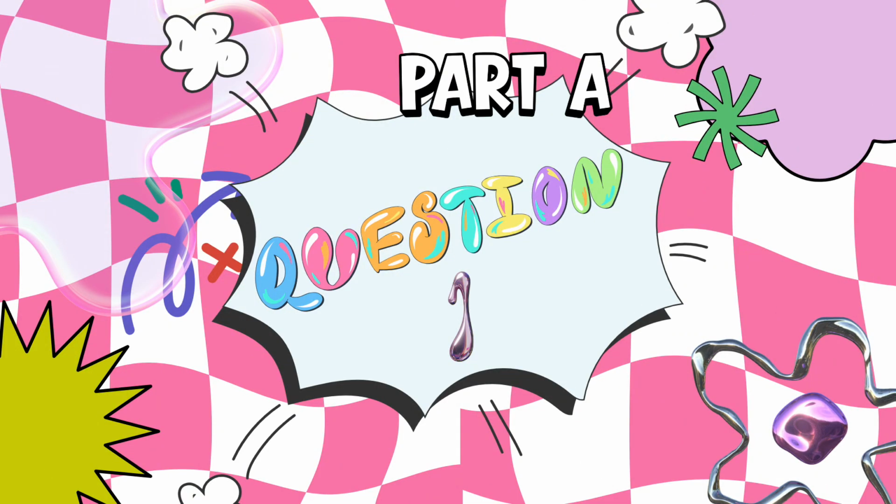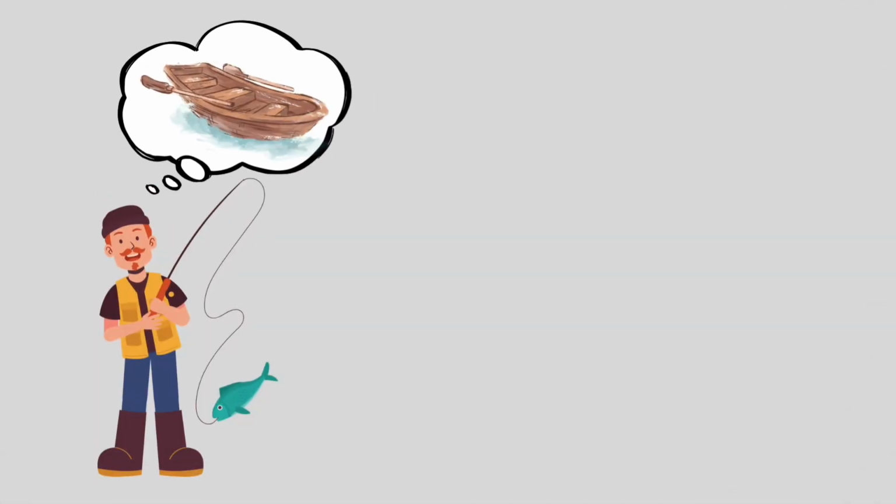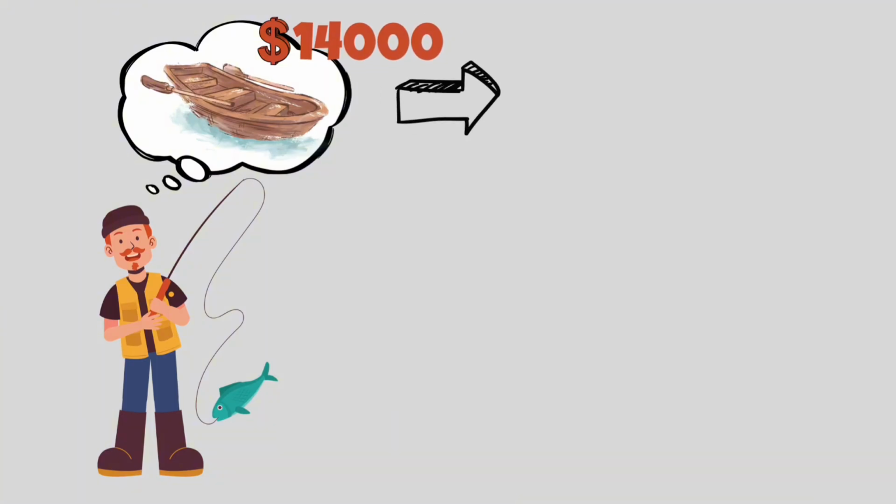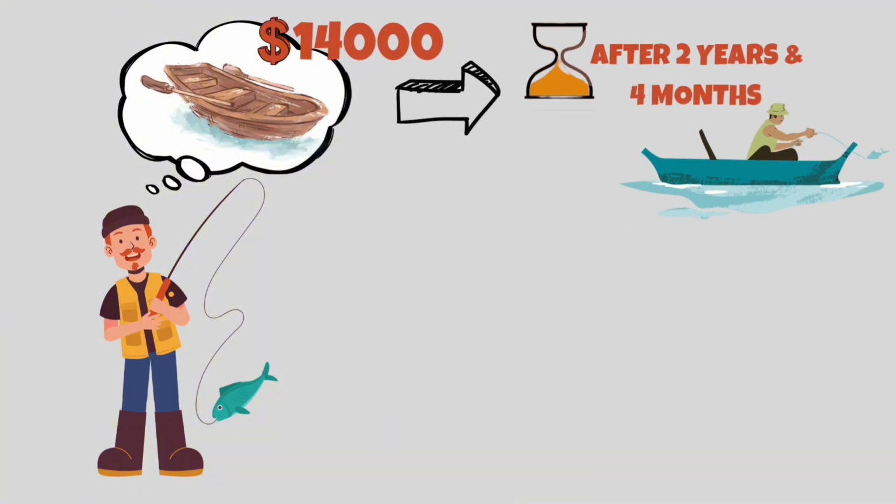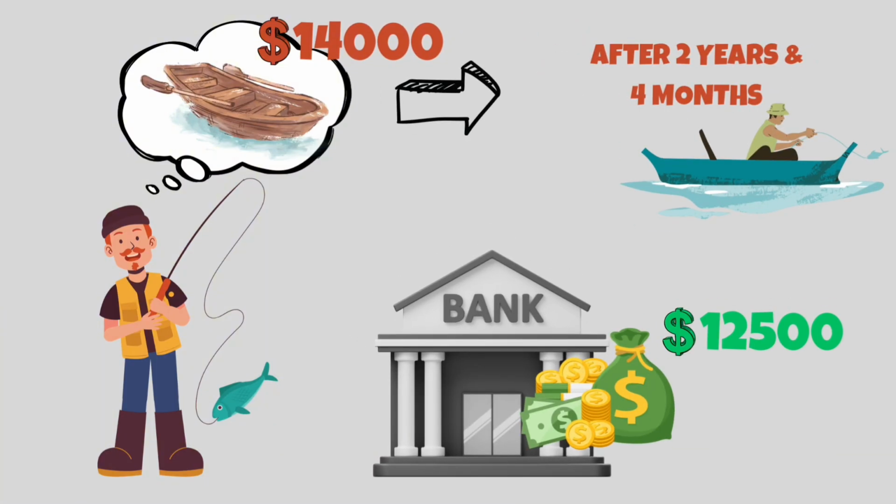Part A, Question 1. Farid has been planning to own a boat valued at 14,000 ringgit, which he hopes to purchase within the next 2 years and 4 months. At present, he has 12,500 ringgit in his savings account. As he considers his financial situation, Farid is exploring 2 possible approaches to achieve his goal.